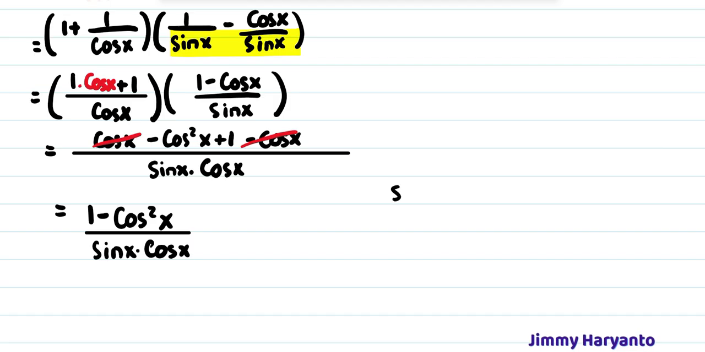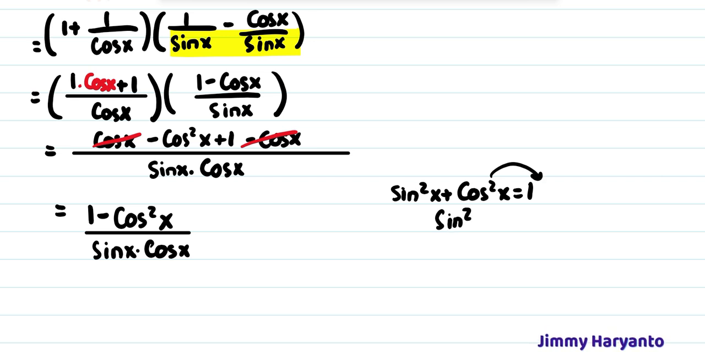then we will use the formula of sine square x plus cos square x equals to 1. And then I will move the cos square x. It will become sine square x equals to 1 minus cos square x. It will be better if you memorize the formula also. 1 minus cos square x equals to sine square x.